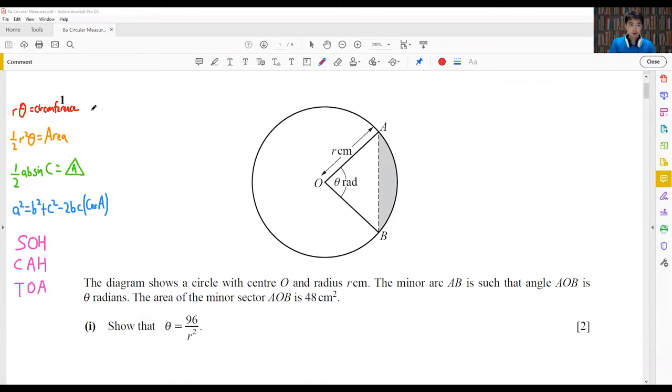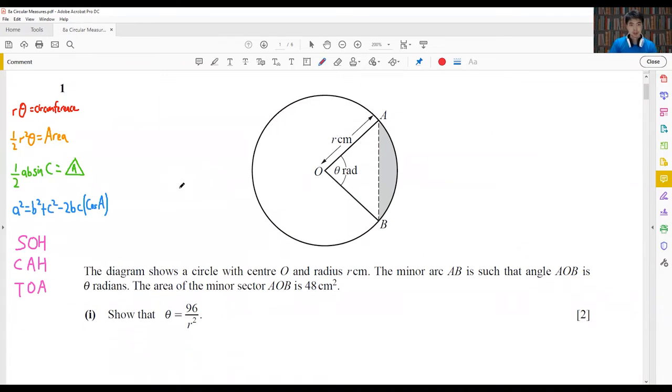So these are the formulas that you have learned in maths: r theta to find the circumference or part of the circumference, okay? Or half r squared theta to find the area, or again half of the area of the sector. They have half AB sine C, this is to find the area of a triangle. A squared equals B squared plus C squared minus 2BC cos A, this is your cosine rule, and also your SOHCAHTOA for your right angled triangles. All right, so these are the few formulas that you will need to use in this particular chapter here.